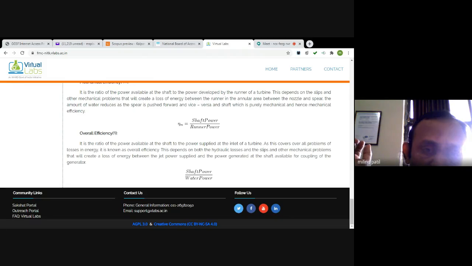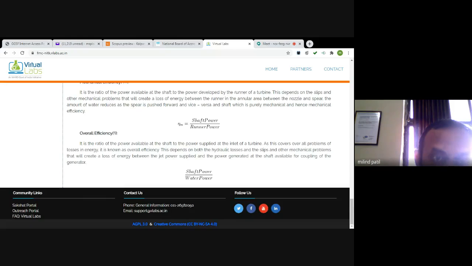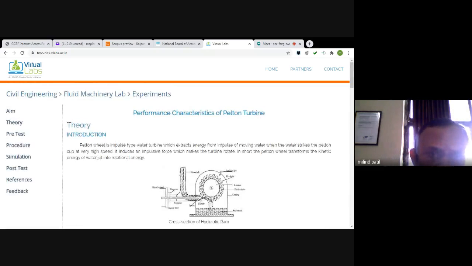The overall efficiency means what? The output is the shaft power and the input is the water power. So if I take the ratio of the output to the input, considering the entire power plant, then that efficiency is referred to as the overall efficiency. Obviously, overall efficiency must be the product of hydraulic efficiency and mechanical efficiency. So that's all about a small theoretical introduction for this Pelton turbine.